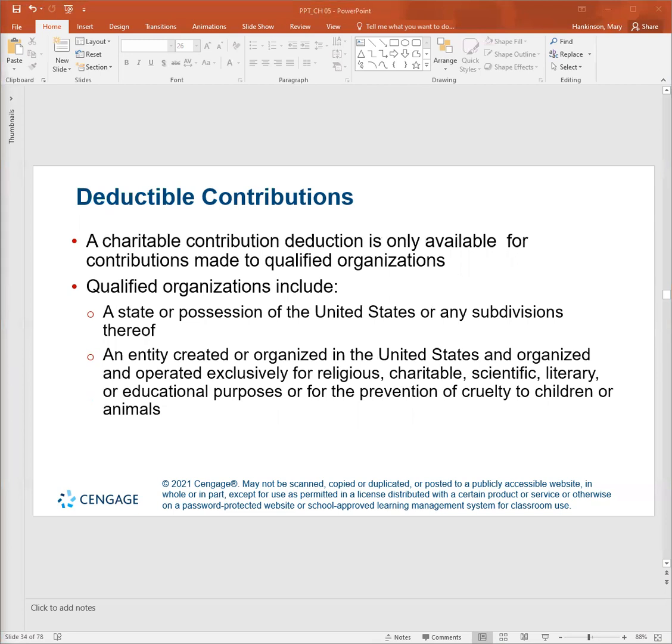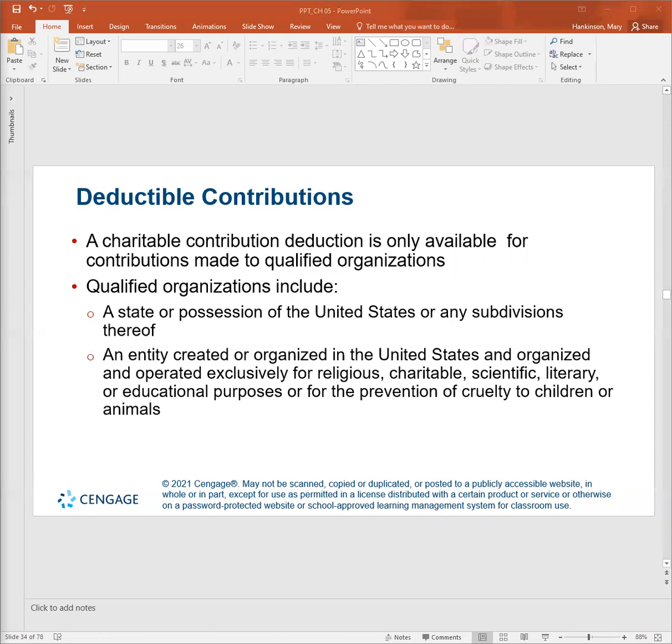So a charitable contribution deduction is only available for contributions made to qualified organizations. And these include a state or possession of the United States or any subdivisions thereof, an entity created or organized in the United States and organized and operated exclusively for religious, charitable, scientific, literary, or educational purposes, or for the prevention of cruelty to children or animals. In no case is a deduction allowed for a contribution made to an individual.